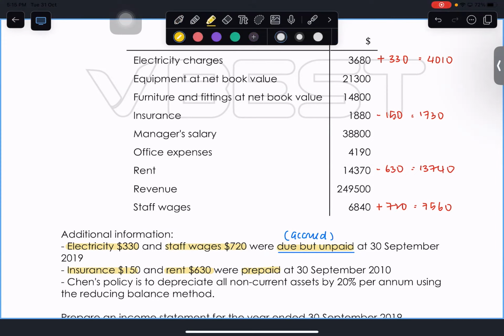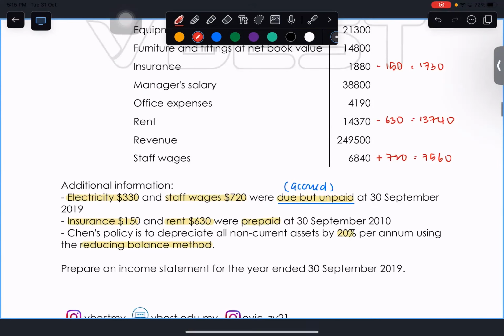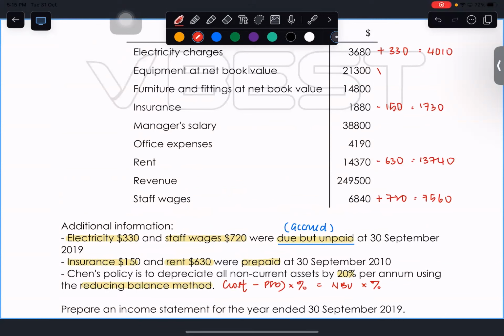So the policy of the depreciation is 20% using reducing balance method. They already give you net book value, which means you no need to use cost minus provision for depreciation multiply by percentage. You can straight away use net book value multiply by percent. They are the same thing. So I already know I have two net book values here. I straight away multiply by 20%.